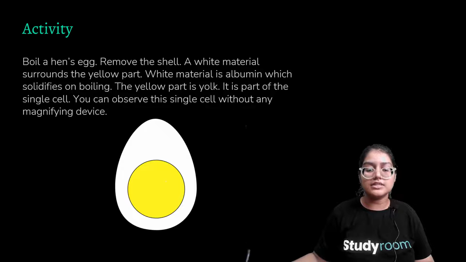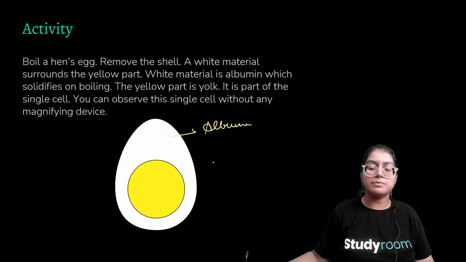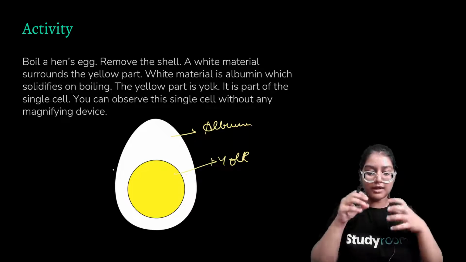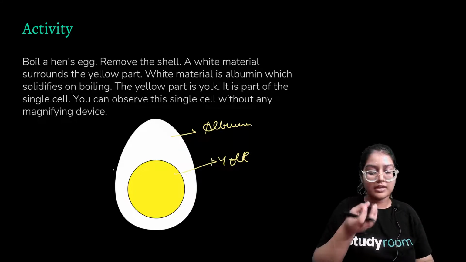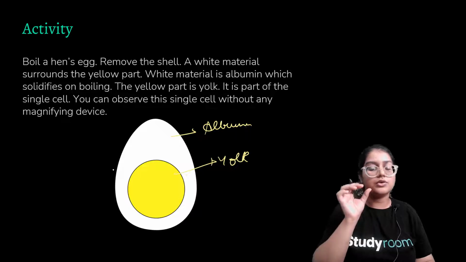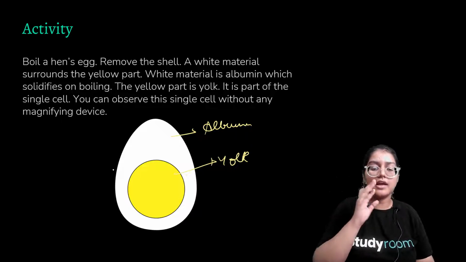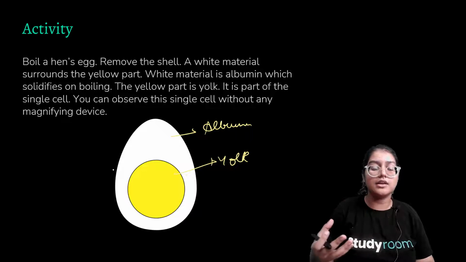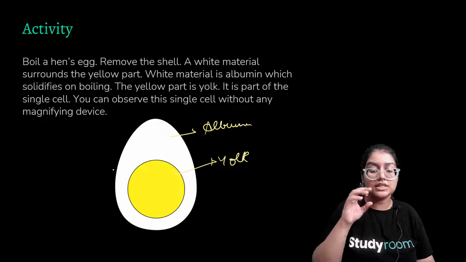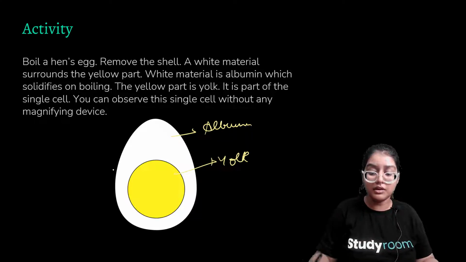So you can see this is an egg. This part is albumin and this part is yolk. So you have to boil it. This yellow part will solidify, and when you crush this, you can remove the white covering of it, and you can take out the yellow part, the yolk sac part. You'll see that the yolk sac is a single cell, just like the hen's egg. We are talking about the hen's egg, that it is a single celled organism. So what is the single cell in it? The yolk sac. So you can see the yolk sac by removing the outer albumin covering.